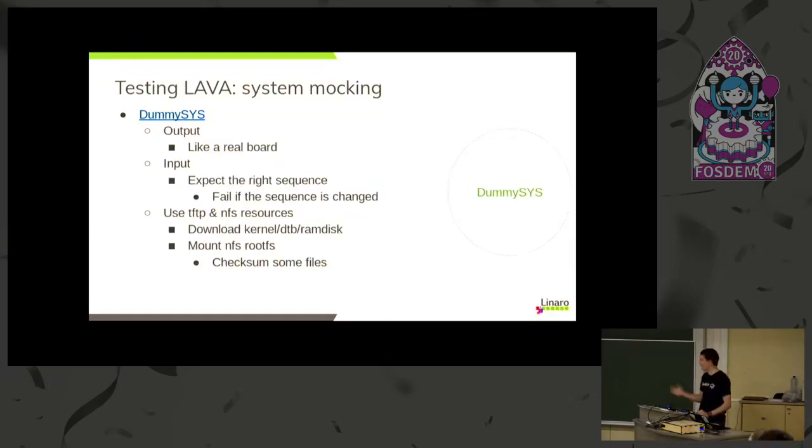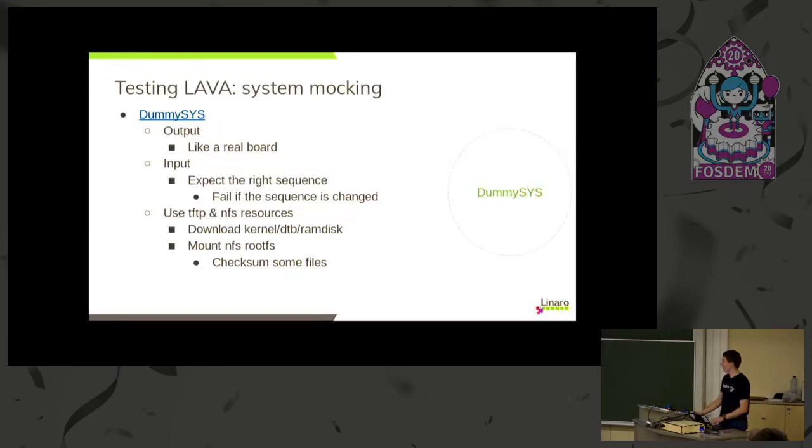Dummy.sys output will look like a real board. It will expect the right commands sent, so you will see DHCP, set server IP, etc. And if it's not, it will fail, which means that if it fails, the Lava job will fail and the CI will fail. So you will check that Lava is sending the exact set of commands that you have to send to boot a specific board. Same for TFTP and NFS resources. We'll do some checksums on the files that are served over TFTP and NFS.